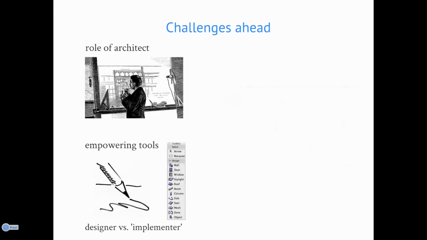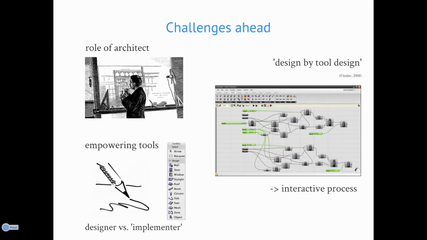And one way out of this is something that is called by Fussler, for example, design by tool design. What do I mean with that? It means that I think the more complex the design tools get, it is important that the design tool, and the choice of which design tool is being used by the architect, is a conscious choice. And we see this now happening with, for example, Grasshopper, where architects, at least within a certain framework, create their own small tools to do something that they actually want to do.